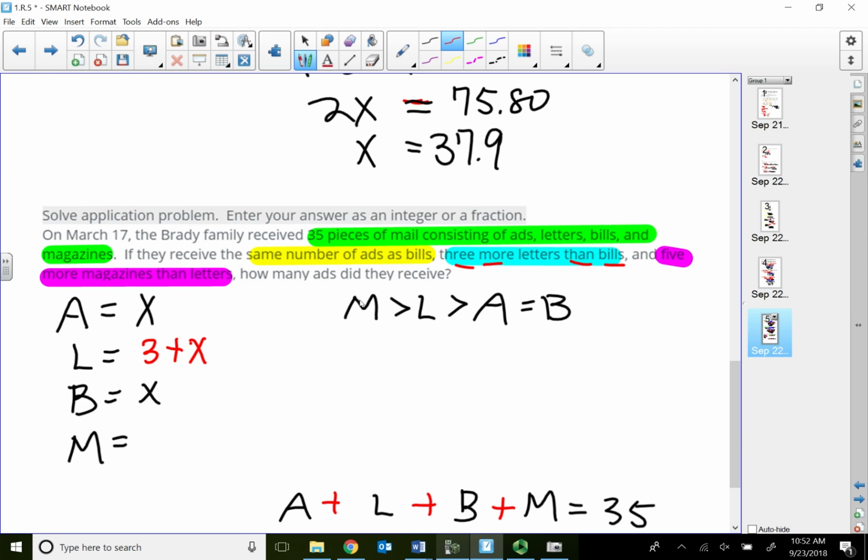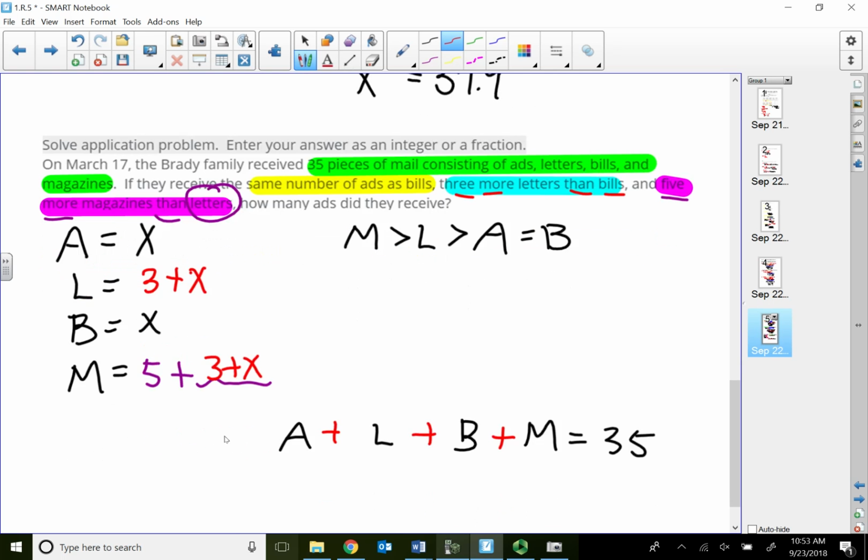All right, now let's go back and translate for the largest amount, which is magazine. Magazine says 5 more than means plus. Magazine is 5 more than who? Than the letters. And what did we just translate for the letters? We translated letters to be 3 plus x. There you go, that's a catchy part of this problem. Magazine is 5 more than not x, but what? But the letters, which is 3 plus x.